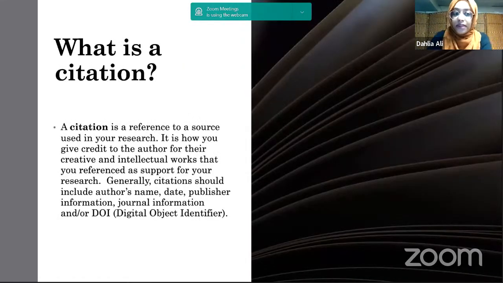Then I'll be talking about citation. A citation is a reference to a source used in your research. It is how you give credit to the author for their creative and intellectual works that you referenced as support for your research. Generally, a citation should include the author's name, date, publisher information, journal information, or DOI.